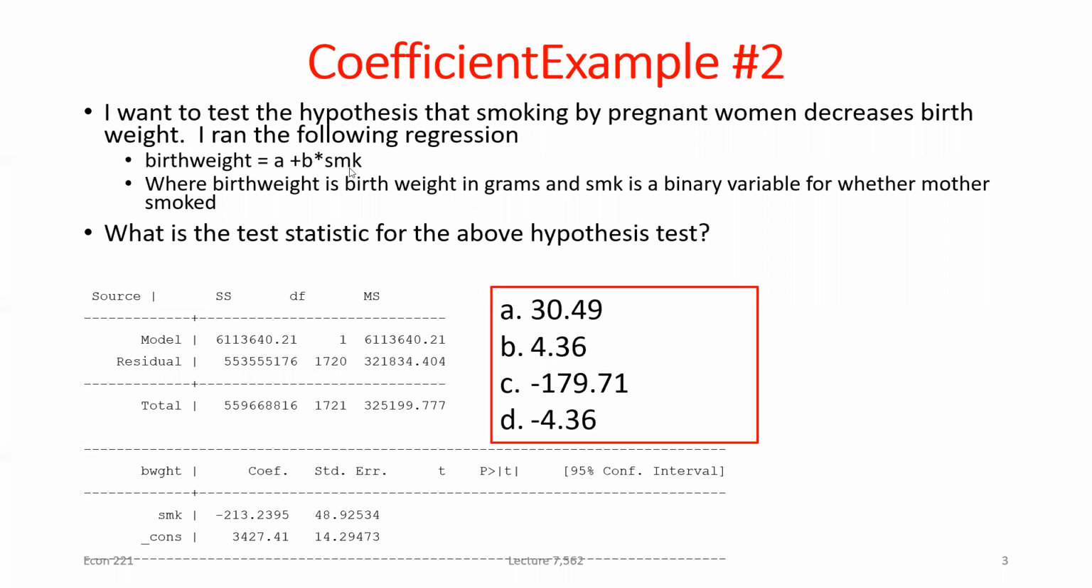So what's a 1 unit increase here? Well, this smoking variable was a 1 if the mother smokes while she's pregnant, 0 if not. So a 1 unit increase is really just going from not smoking to smoking while pregnant, and the predicted weight of the child goes down by about 213 grams. We have this in grams, I think. Yeah, right here, 213 grams.